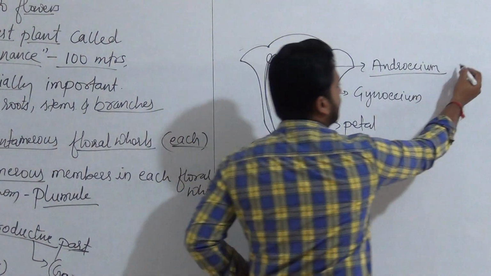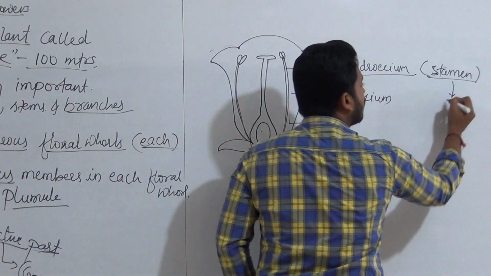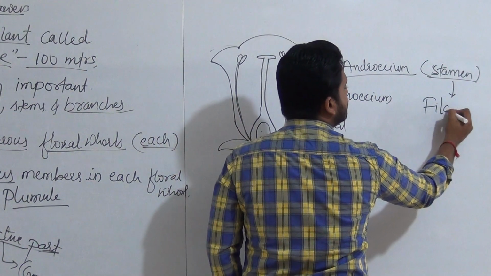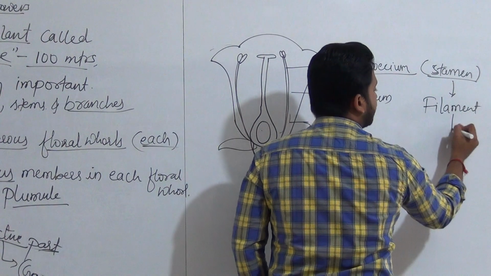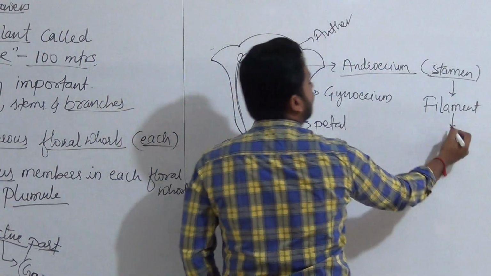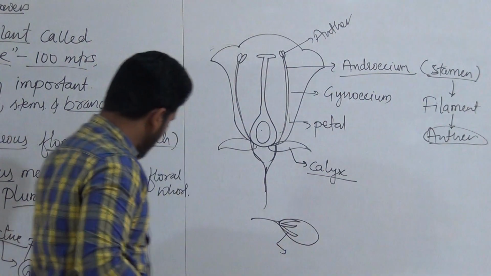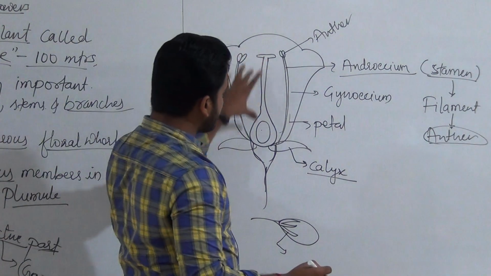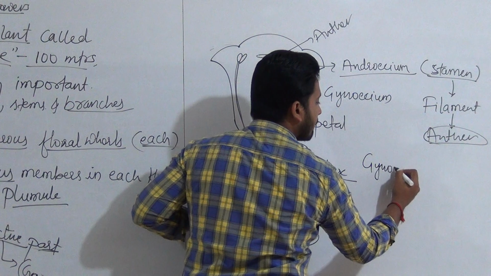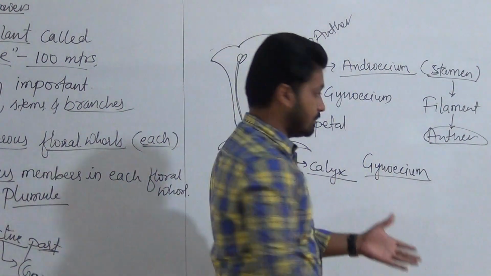I will write stamen here. Now in the stamen, what is there? A slender filament, a stalk-like structure called filament, and to the filament what is attached? That is anther. In anther what is going to form? Pollen grain. Now gynoecium part I will write here, means the female reproductive whorl in the flower.